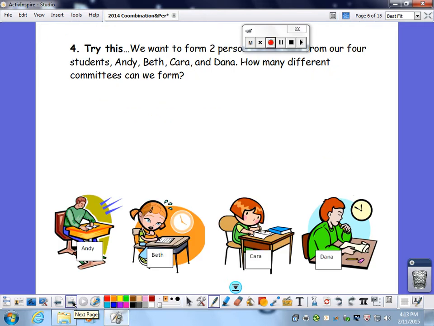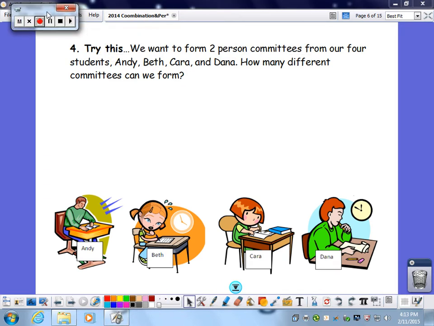Alright, let's try another question. This time, what are we asked to do? We want to form 2-person committees from our 4 students. We added a student. We added Dana into our list. So we have Andy, Beth, Kara, and Dana. How many different committees can we form? Alright, let's do this the long way first. How many different committees of 2 can we form?